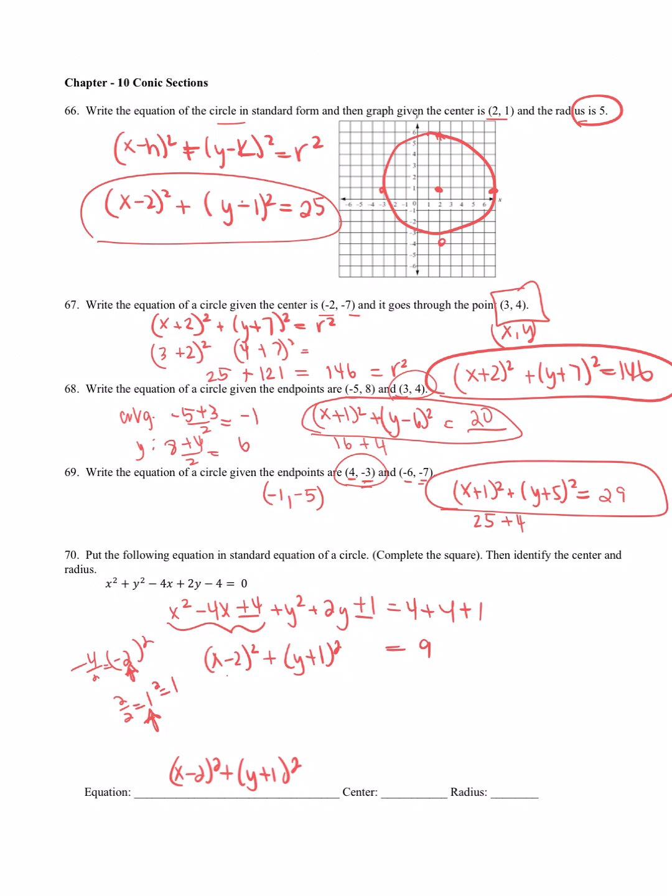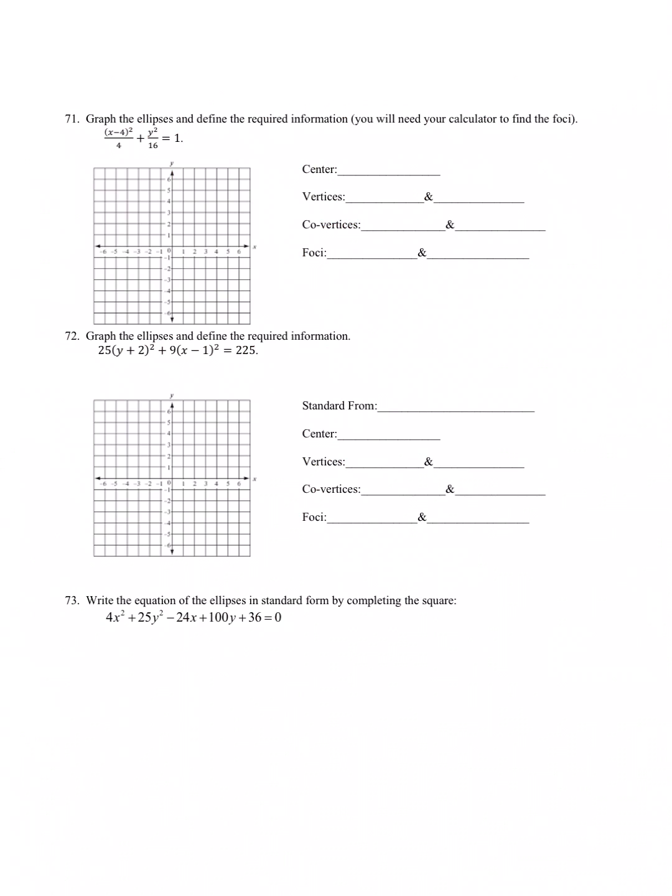And my center is the opposite of this, so 2, -1. This has been squared, so my radius is the square root of that, which is 3. All right, graphing ellipses. So this is already in standard form because it's equal to 1.